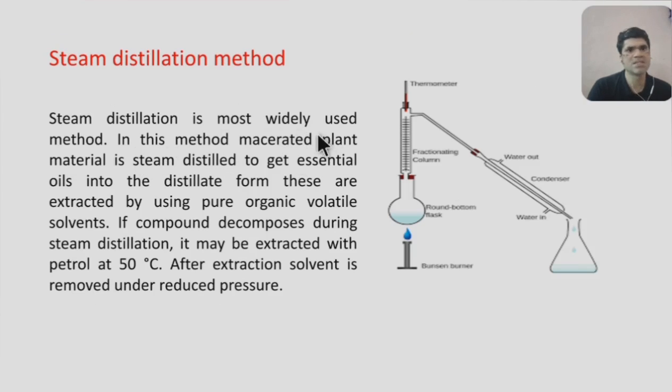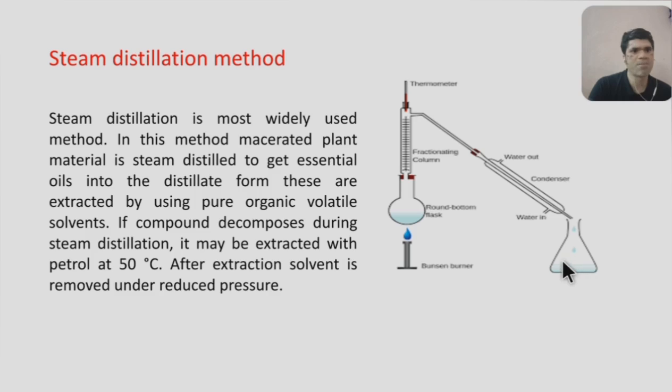In this method macerated plant material is used. The plant material is ground into a fine powder, or ground in water, to give macerated plant material, which is steam distilled with water. Whatever evaporates, along with it our terpenes will also evaporate and pass through the condenser, and finally it condenses and collects here as liquid.